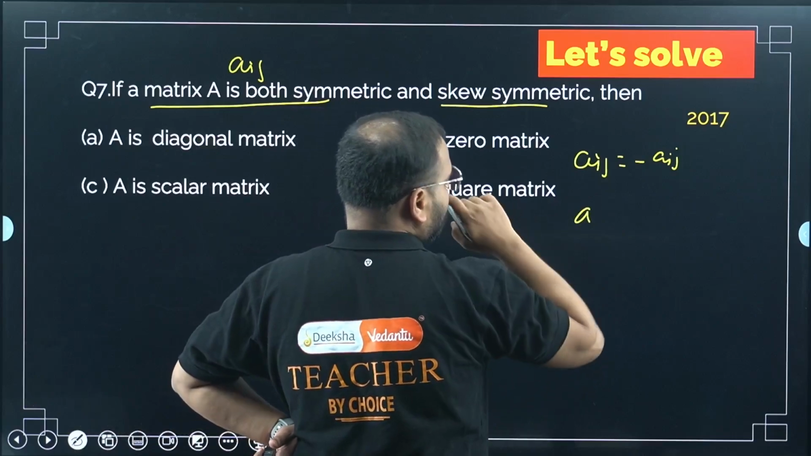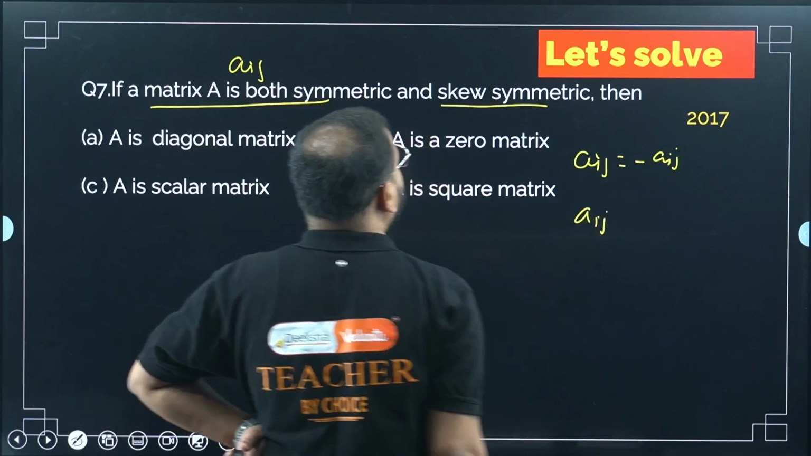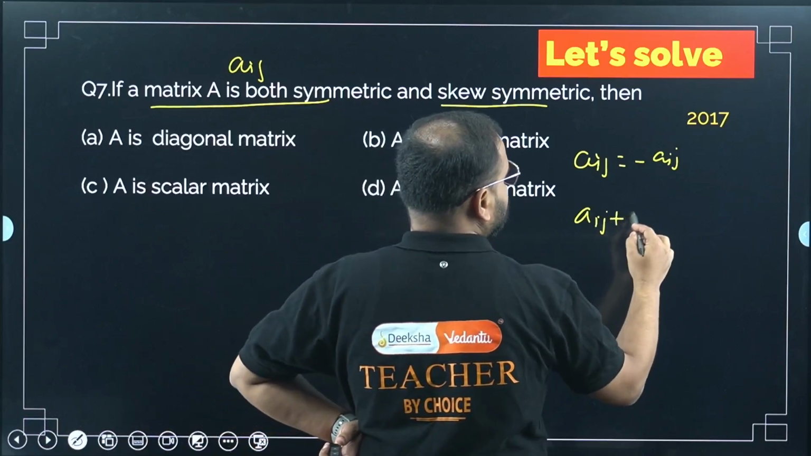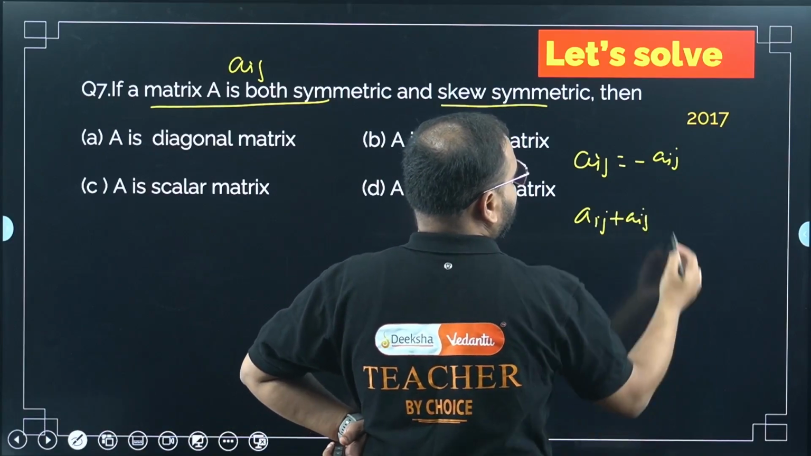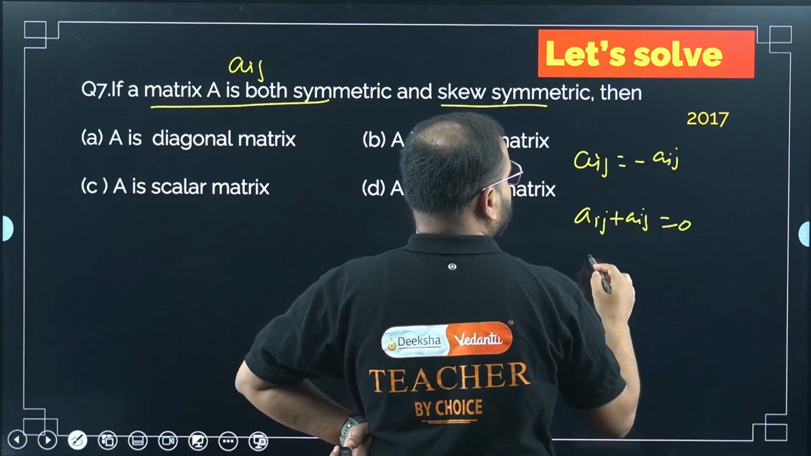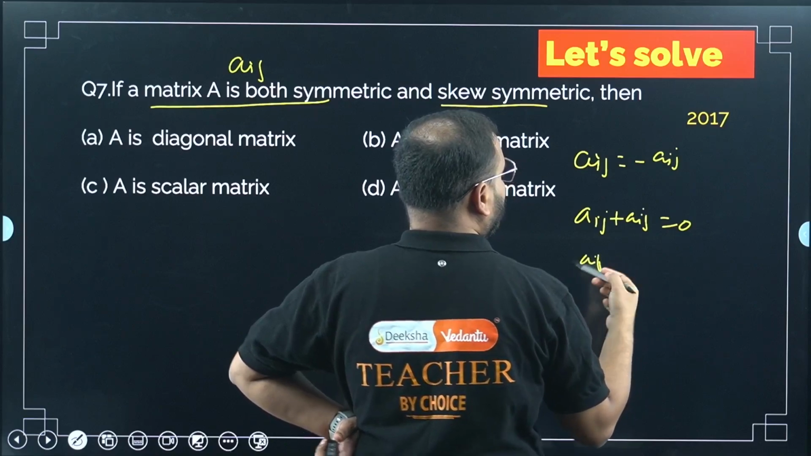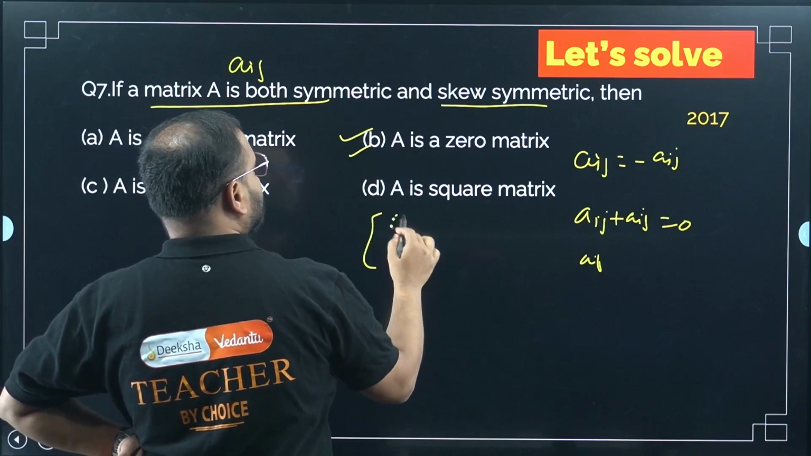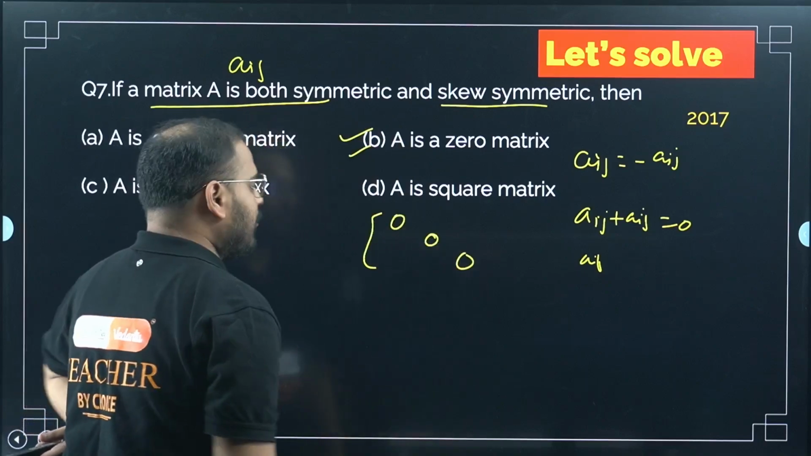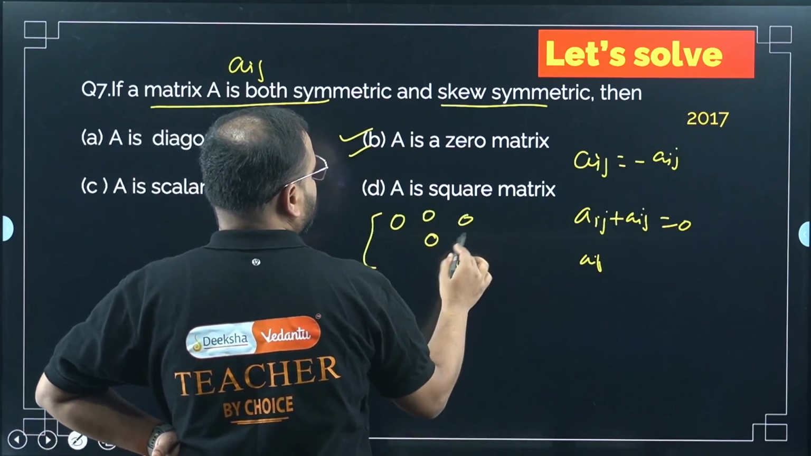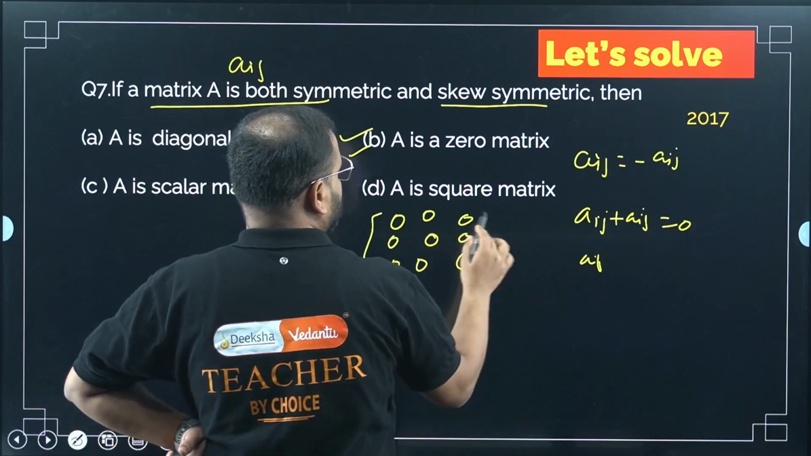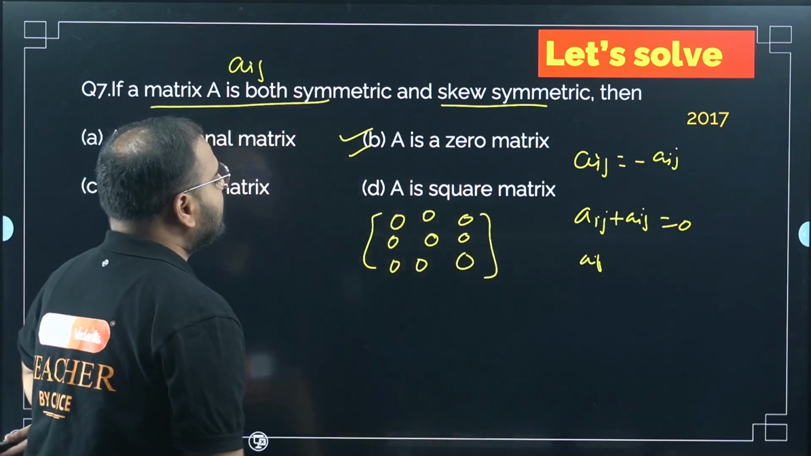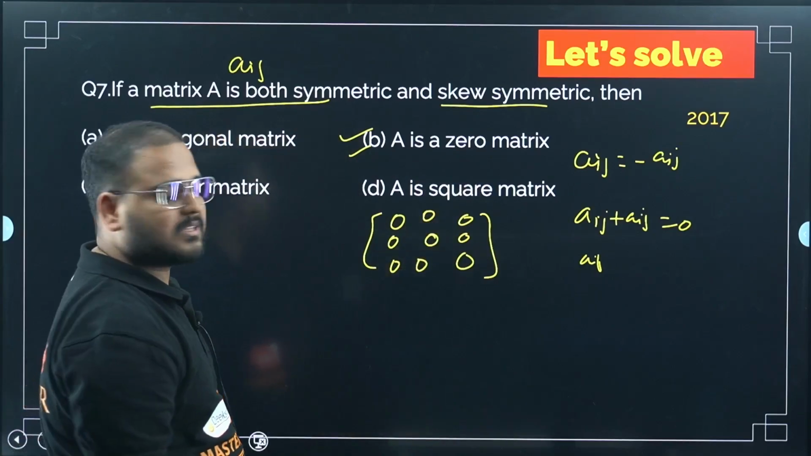So if I write it like this, what will happen? Aij plus Aij will be equal to 0. So simply Aij is 0. Now if Aij is 0, the 0 matrix, it will come like this, no? Please check here. So this will be 0. For it to be symmetric, what will happen? This has to be 0 as well. Correct? So what is the matrix answer? A is a 0 matrix.